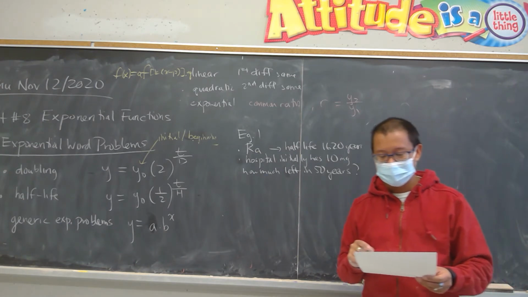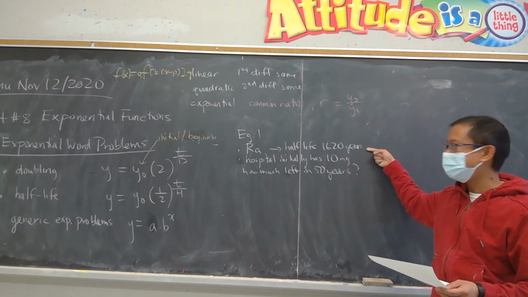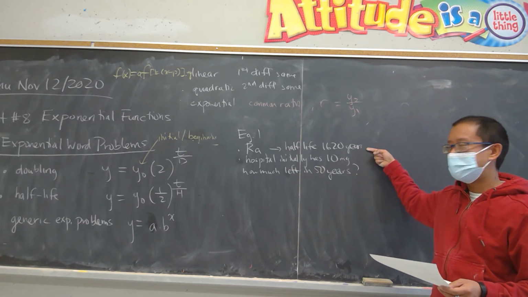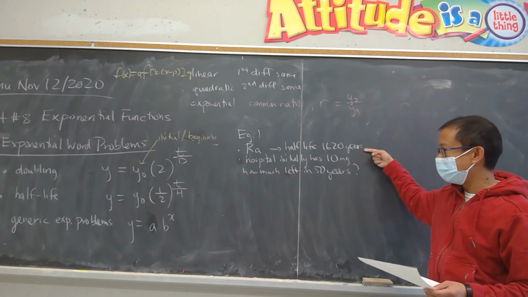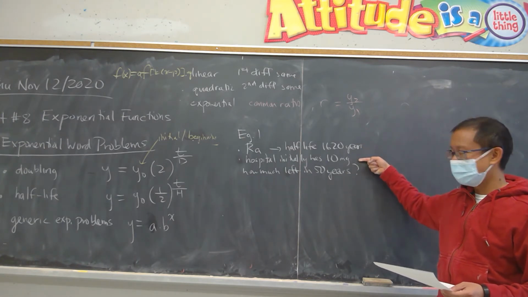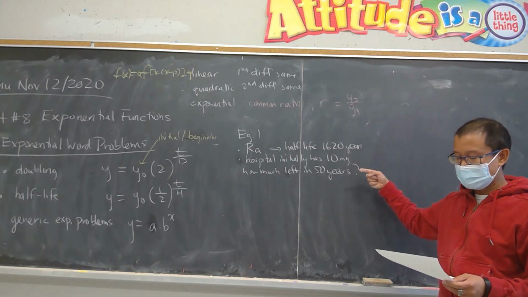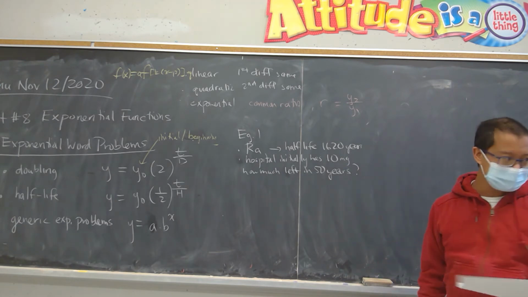Anyways, the half-life of this radium is 1,620 years, so it's a really long half-life, meaning it decays to half its amount every 1,620 years. And so the hospital has an initial amount of 10 milligrams, which is really, really small, a minute amount. But how much will they have after 50 years?